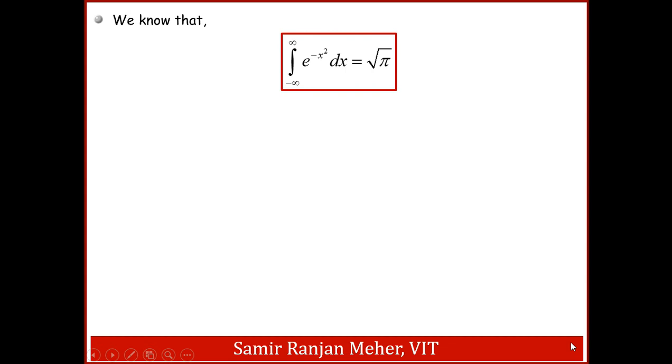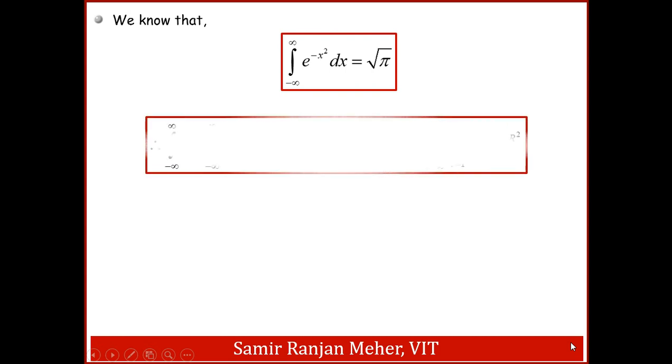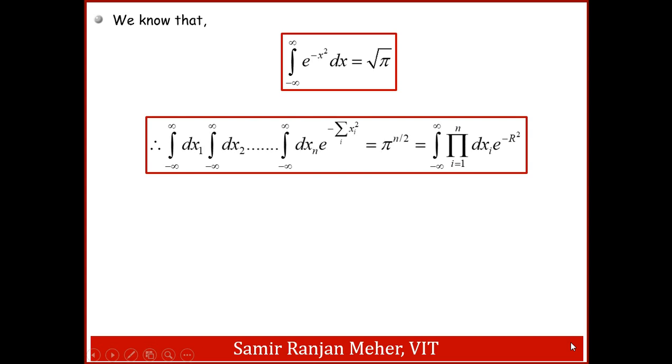Now let us take n such integrals and take the product of all these n integrals. The resultant integral will look something like this: minus infinity to plus infinity dx1, dx2, like that up to dxn, into exponential minus the summation of xi square, because it is simply the product of all the n integrals. And since the right hand side is root over pi for one integral, when I multiply it n times, the right hand side will become pi to the power n by 2.